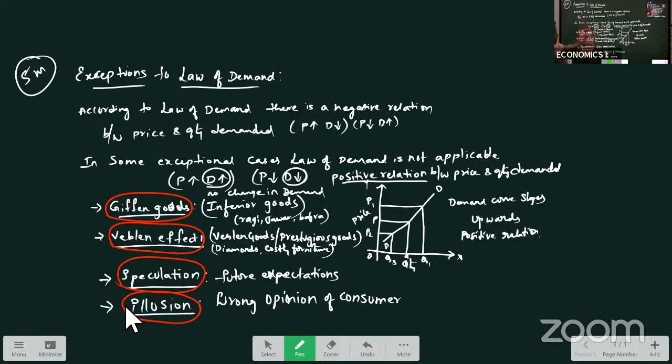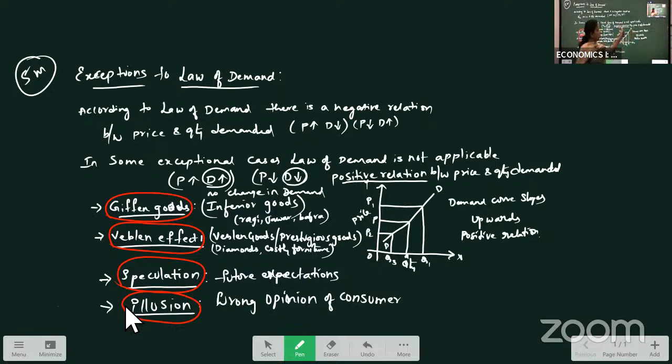For this answer, give the introduction. According to the law of demand, there is a negative relation between price and quantity demanded. In some exceptional cases, the law of demand is not applicable. There will be a positive relation between price and demand. In general, there is a negative relation, but in some cases, there will be a positive relation.